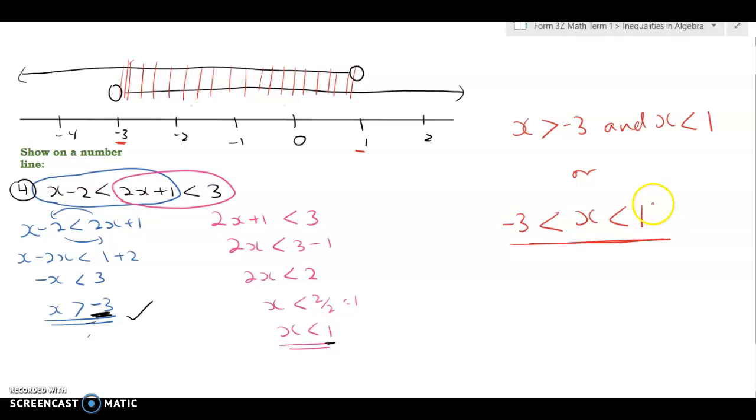Now this may seem a little complicated for some of you, but it simply means the same thing as this. I could break this up into 2 pieces just as I did at the start.